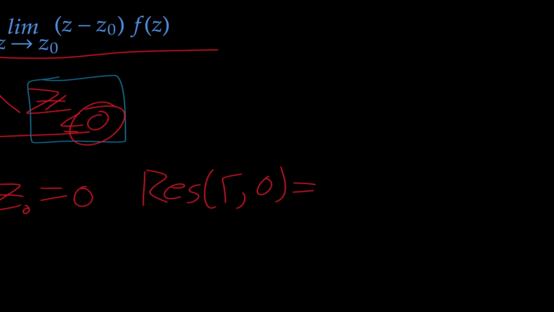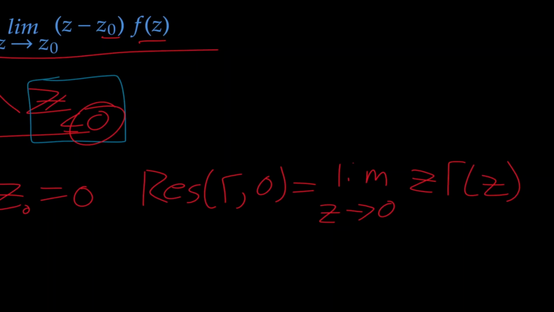What this is equal to is the limit as z approaches 0 of z, because this z naught right here is just 0, times our function, which is just gamma of z. So we have the limit as z approaches 0 of z times gamma of z. And what is that? Well, if we just plug in 0, we get 0 times infinity, which doesn't tell us anything.